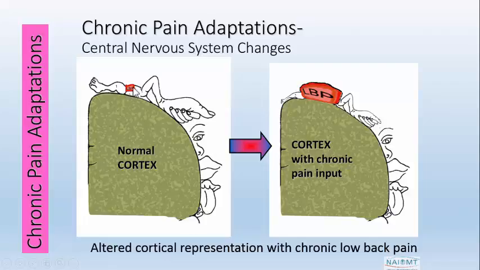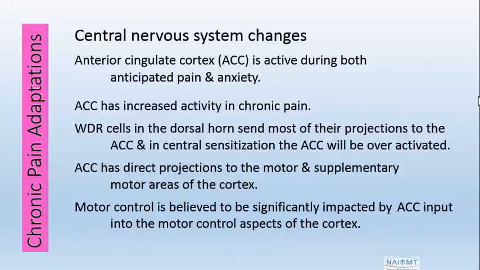With the low back being small in its representation in the homunculus, it gets blown out of proportion. The brain begins to pay more attention and devote more of the cortex to that structure which is painful. In the central nervous system, we see increased activity in the anterior cingulate cortex. This cortex is normally active in anticipated pain and anxiety.